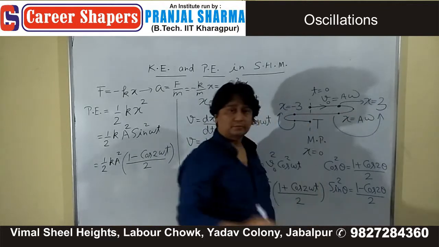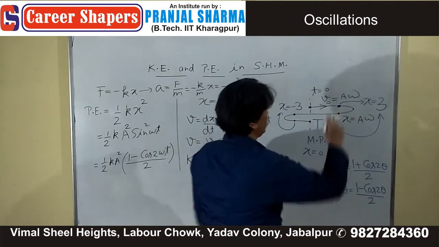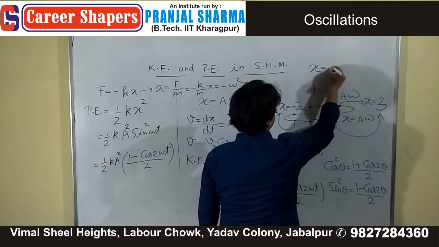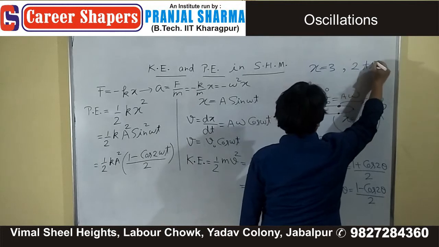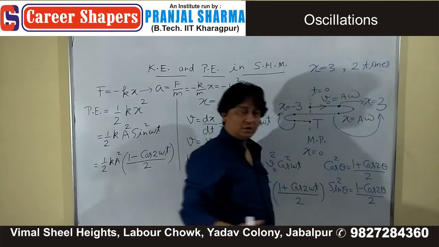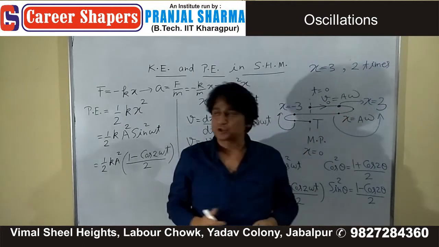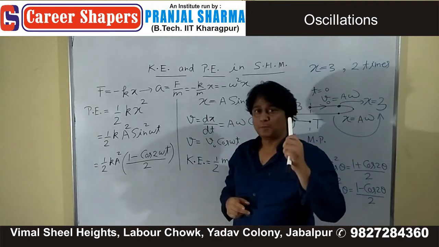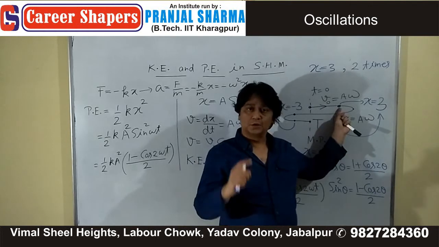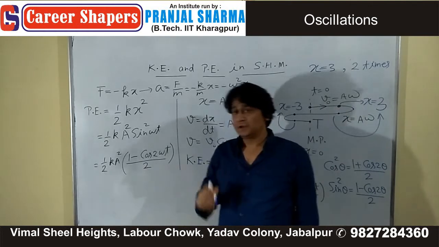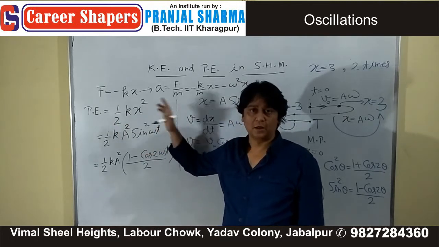Straight line motion. Now, if you say x equals 3, it repeats itself 2 times during one oscillation, for this position and for this position. And then I ask you how many times the potential energy corresponding to x equals 3 is going to repeat itself. Then look at the potential energy function, half k x square.